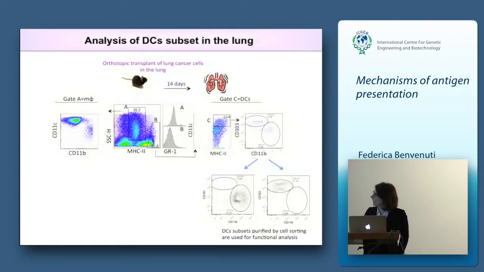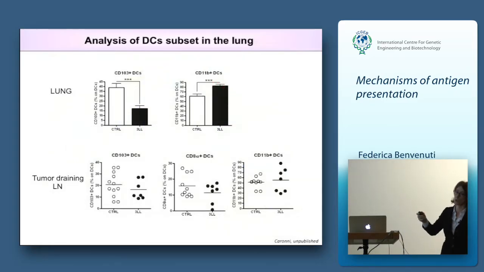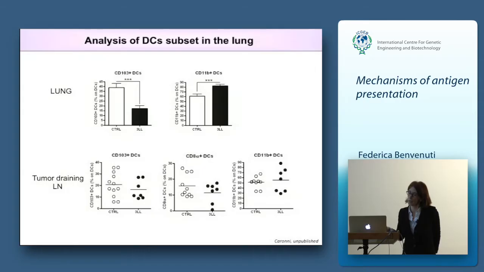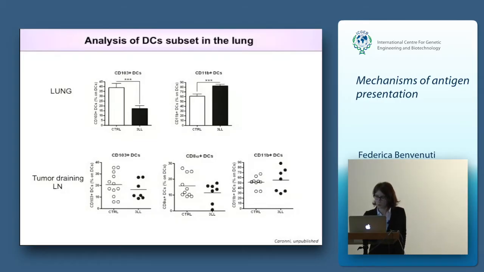What Nicoletta, a postdoc in my lab, has done so far is try to follow what happens to these subsets during cancer progression in terms of frequencies. And we observe that CD103 cells decrease, whereas CD11b cells increase. We don't know yet what that means. It's quite descriptive, but it has never been looked at before. In tumor draining lymph nodes, she is also harvesting the mediastinal lymph nodes and looking at frequencies of the different subsets, CD103, CD8 alpha positive dendritic cells and CD11b positive dendritic cells, but there is no major change that we could evidence so far, but we have to increase the numbers.